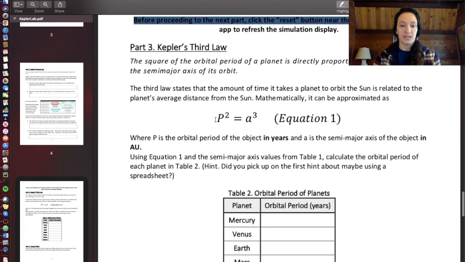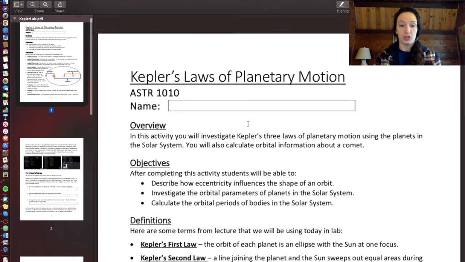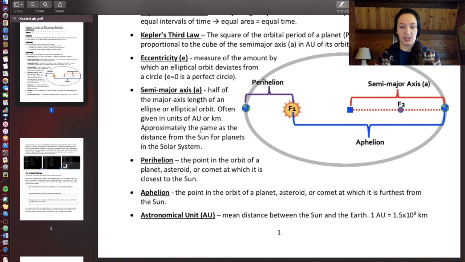So, in this equation, you have p raised to the power of 2, we call that p squared, and that is equal to a raised to the power of 3, or a cubed, where p is the orbital period of your planet in years. You have to make sure your units are right. And a is the semi-major axis, or the average distance from the sun, in AU. And AU is an astronomical unit, and it's given in your definitions.